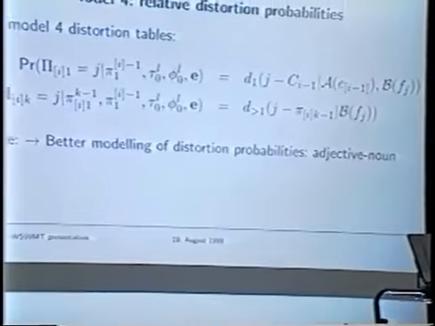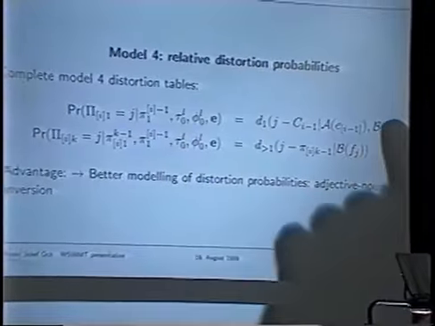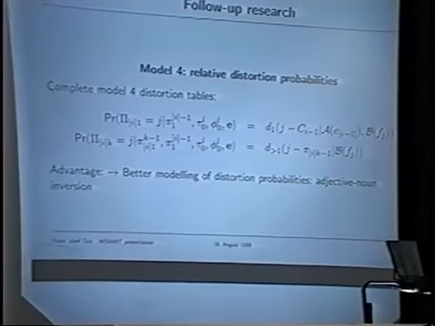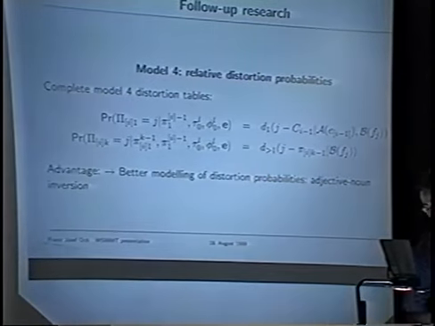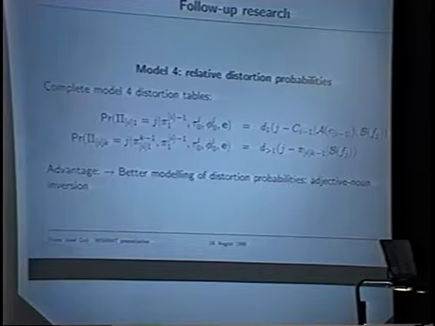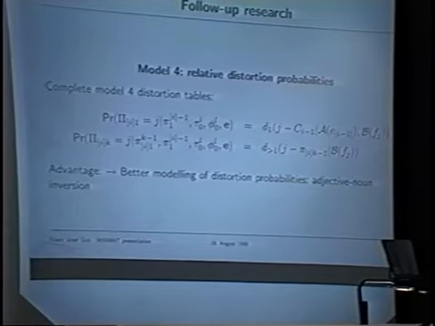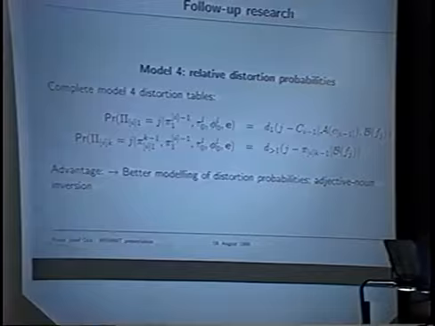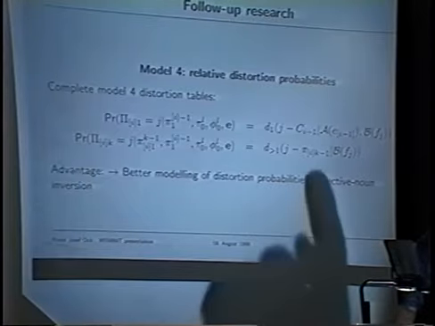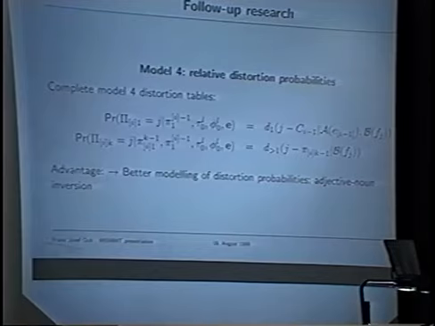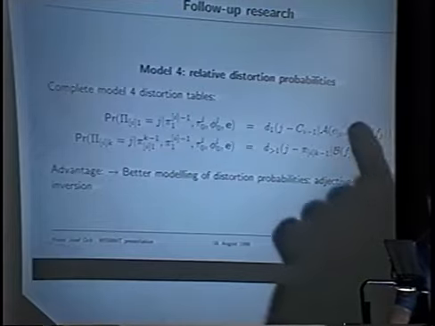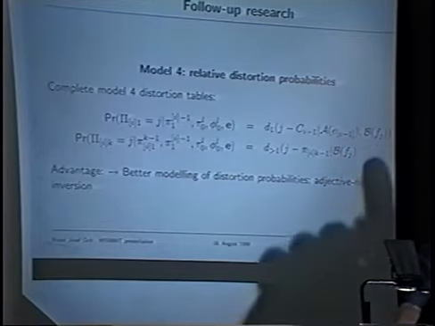So what I suggest is to make a complete Model 4 implementation, so to integrate the dependency on word classes, which then allow to model, for example, the adjective-noun inversion, or to predict moving of modifiers and so on. So the complete Model 4 is, the formulas are very similar. The only difference is that there is now a dependency on the word classes.